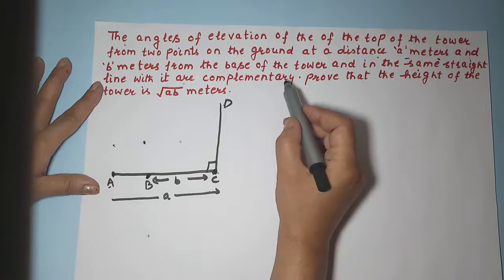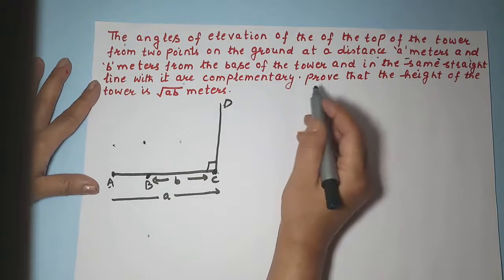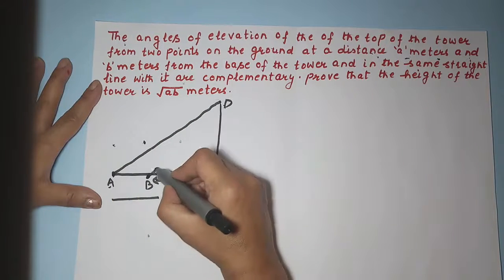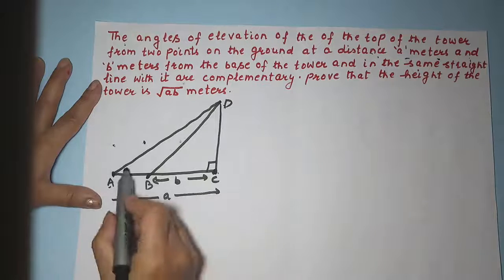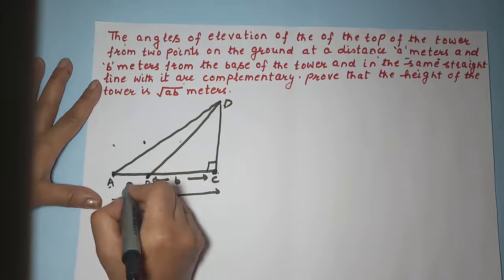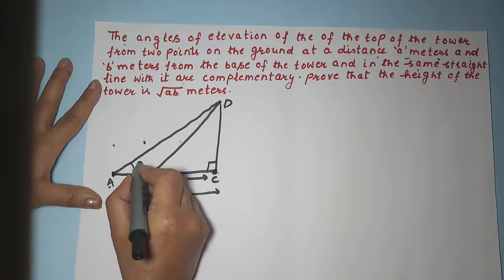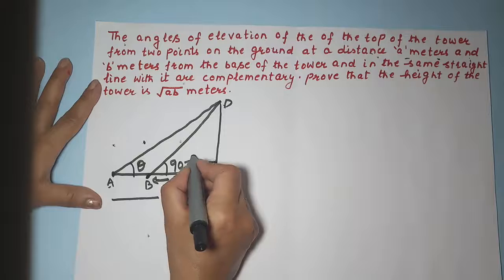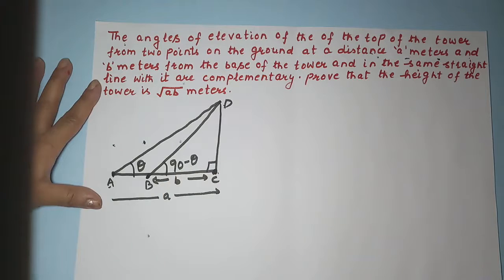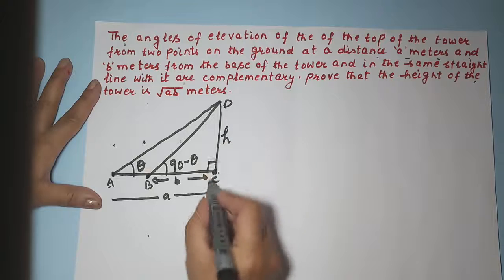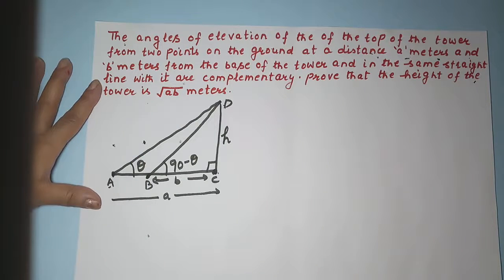Now he is saying that these angles are complementary. What does that mean? If you add these two angles of elevation, they are complementary. It means that this will be the bigger one, this will be the smaller one. So if this is theta, this angle will be 90 minus theta because they are complementary angles. Prove that the height of the tower, that means let this be the height of the tower, is under root ab meters. Fine, this is our question.